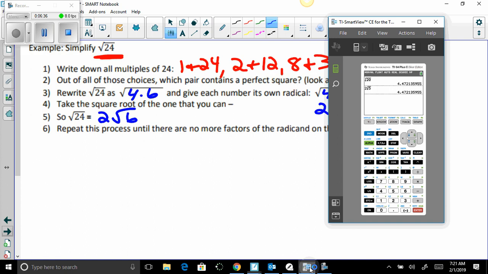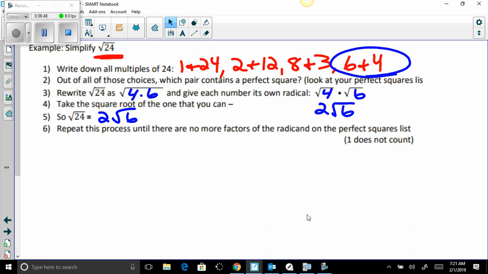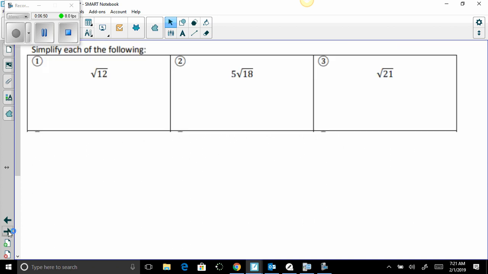Go check myself on the calculator. The square root of 24 is that decimal, and then do 2 radical 6 and see if it gets the same, and it does. Let's go practice a couple more on our own and see where we can get with it.